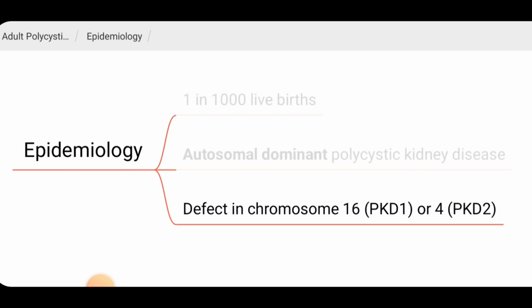It occurs due to a defect in chromosome 16 or chromosome 4. The gene located in chromosome 16 is called the PKD1 gene, polycystic kidney disease 1 gene, and the gene located in chromosome 4 is called the PKD2 gene.